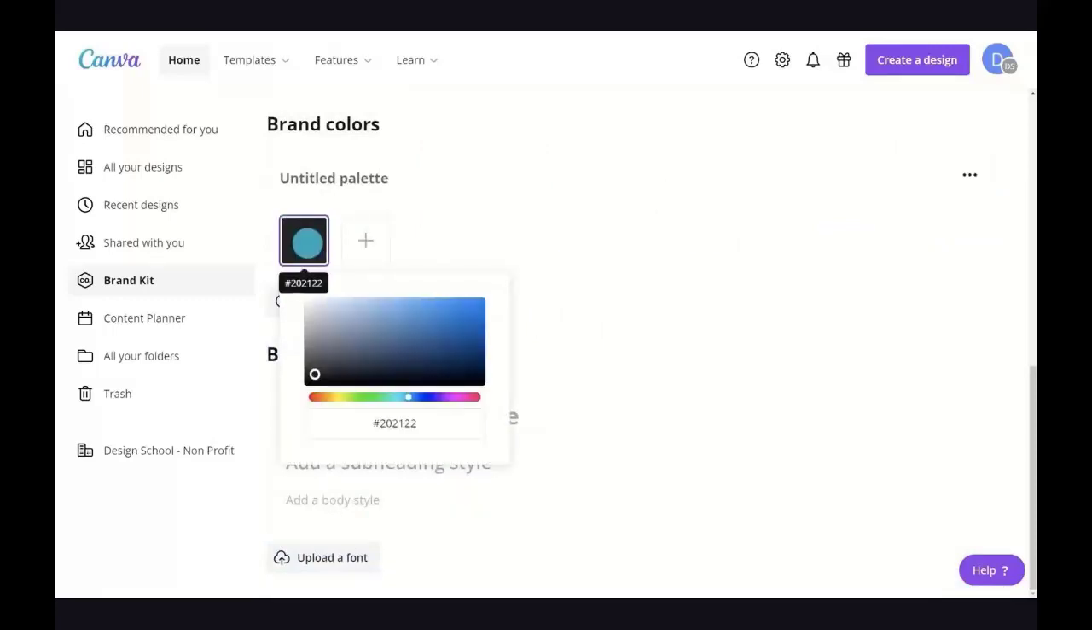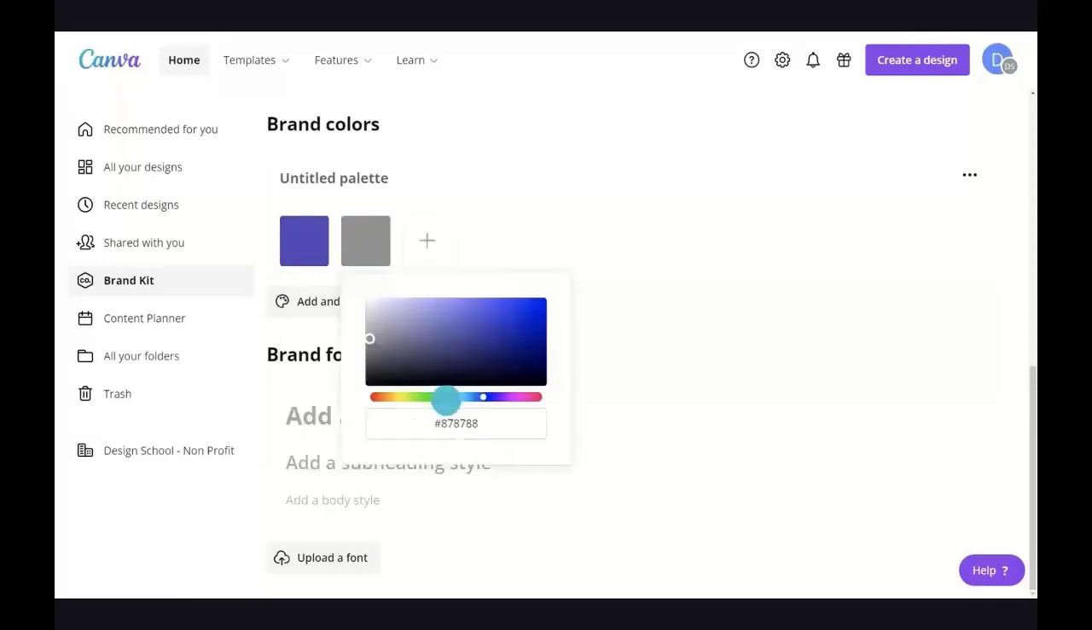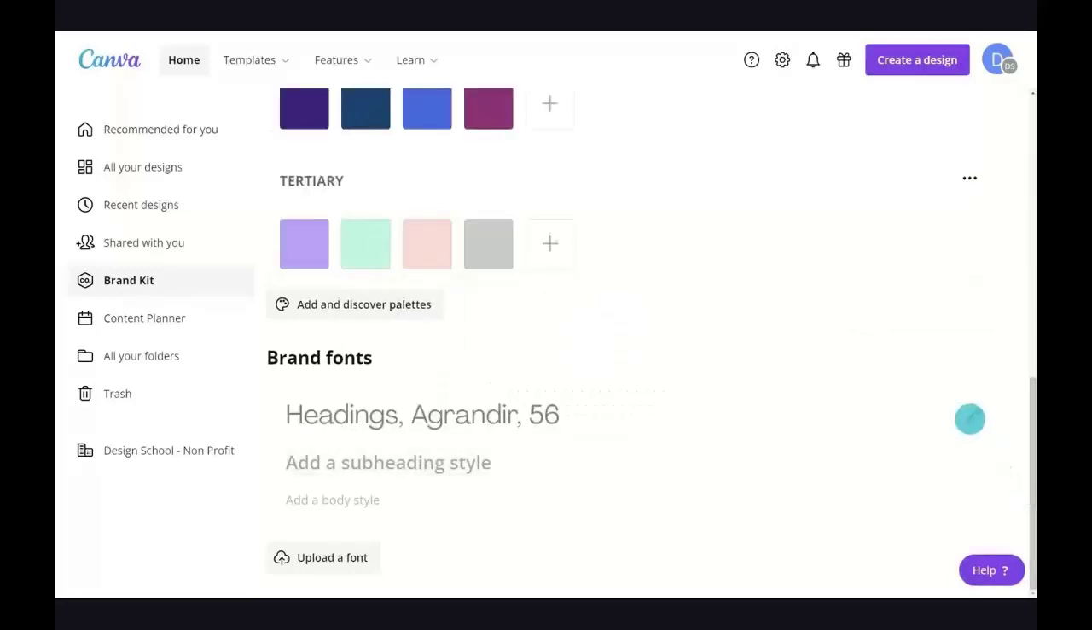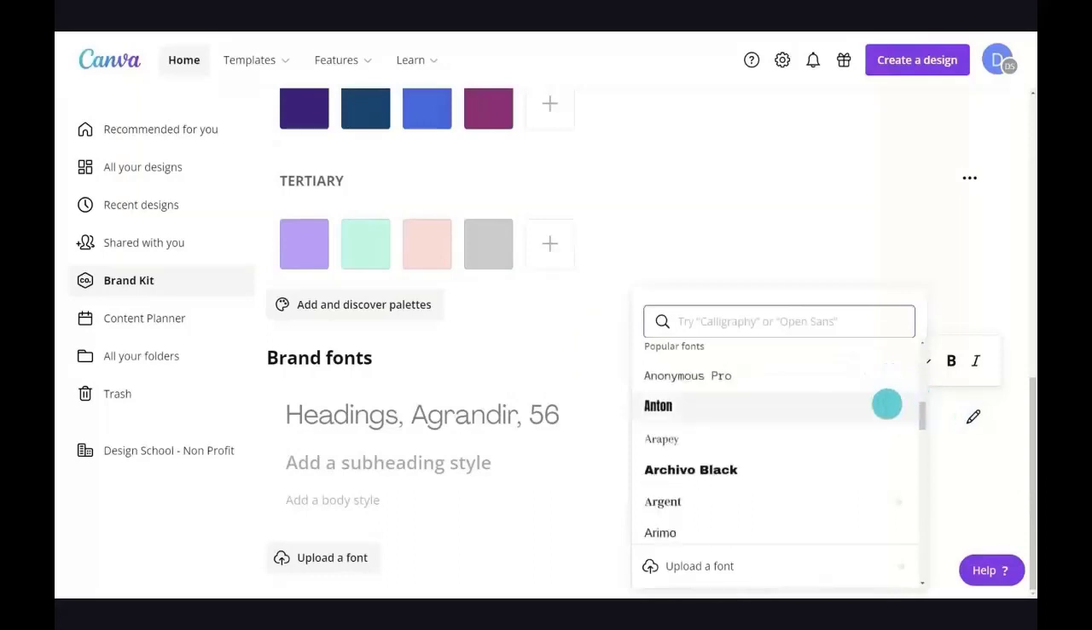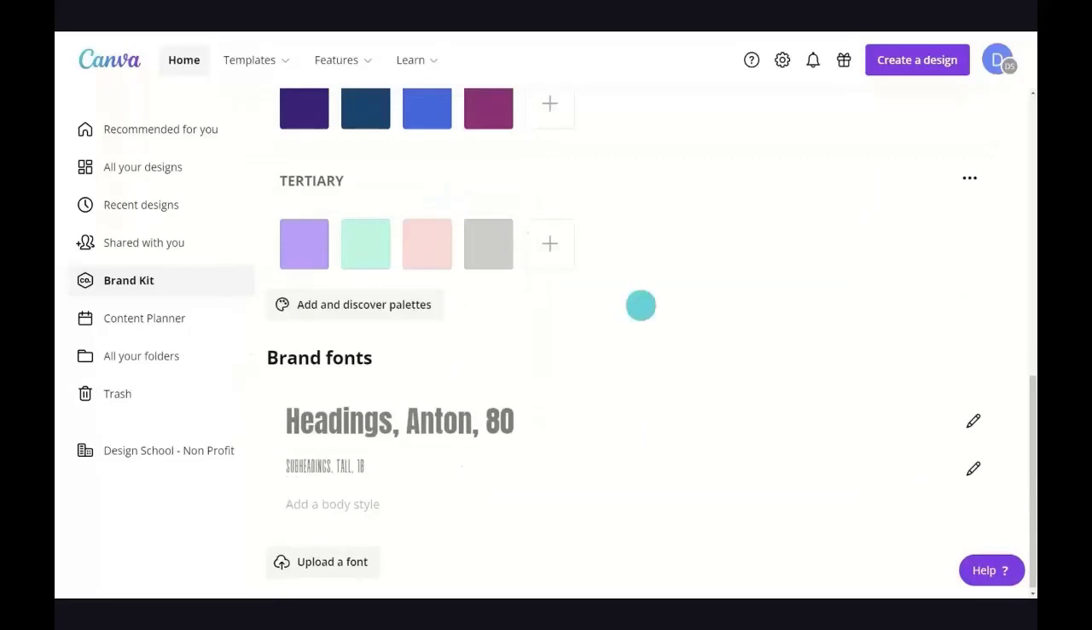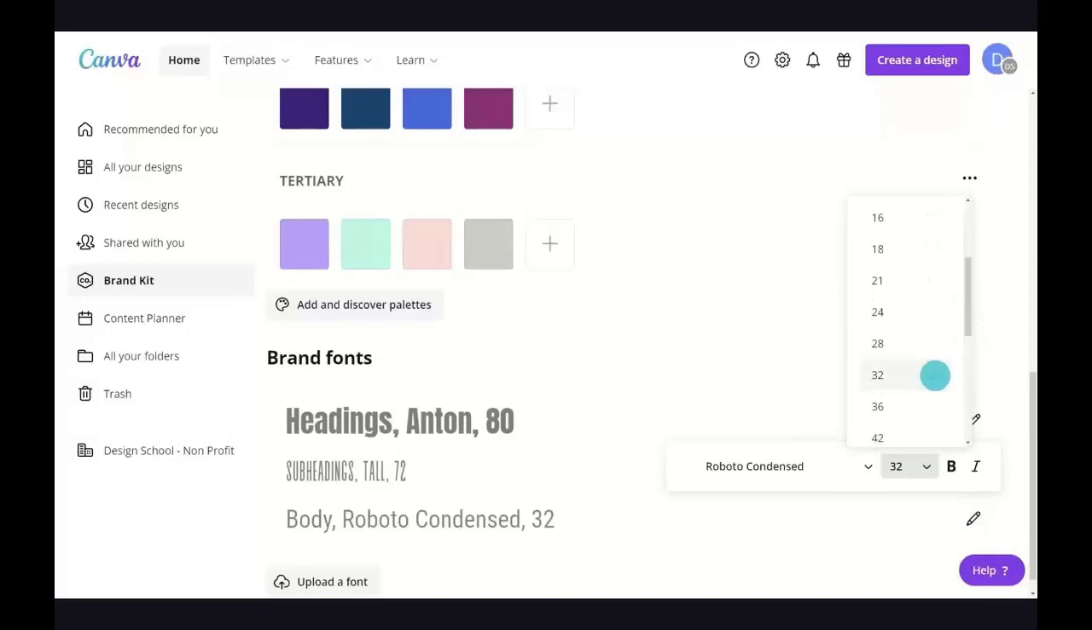Next, create a color palette of your brand colors. For each color, add the hex code. This is a string of 6 digits that uniquely defines the color on the web. Create as many palettes as you need. Finally, select your official brand font and style. If your brand fonts are not in the dropdown, upload them into Canva. And your brand kit's done.